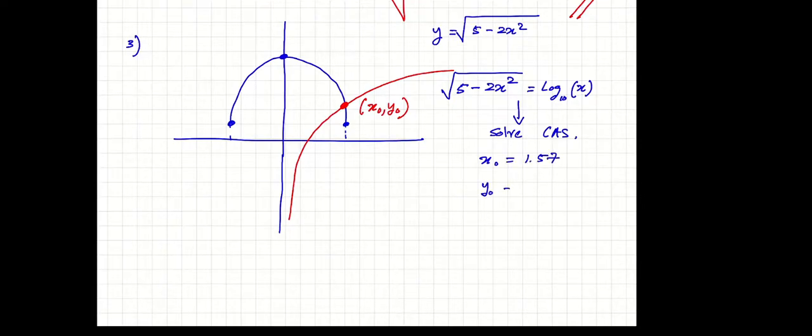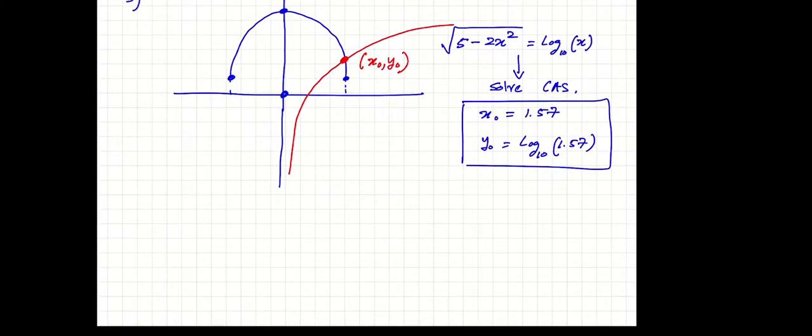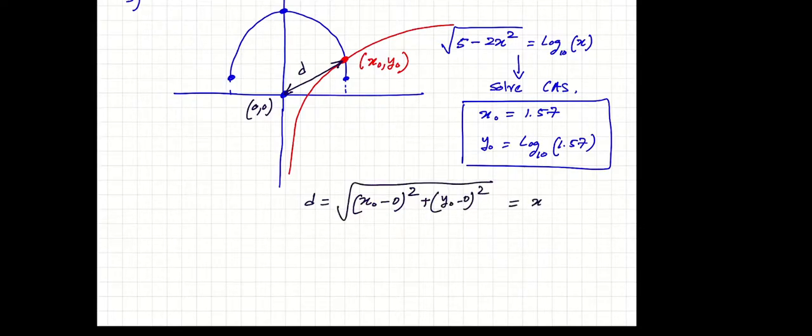So what is y0 value? So y0 value is log 10 of 1.57, because once you have that you substitute, right, into one of the equations. So this is the solution. So I'm asking you to find the distance from here to here. This point is 0, 0, so that distance would be the square root of x0 minus 0 squared plus y0 minus 0 squared. So it's essentially the square root of x0 squared plus y0 squared.